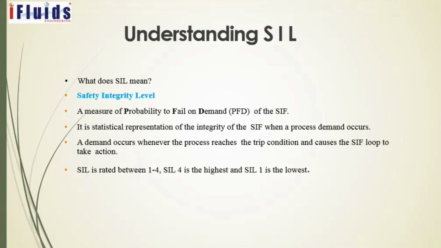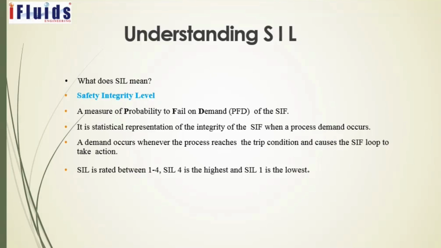Integrity, you know the meaning, right? Integrity means we have to rely on it and how far it's going to satisfy its function. So it is a statistical representation of the integrity of the SIF when a process demand occurs. A demand occurs whenever the process reaches a trip condition and causes the SIF loop to take action. So a trip condition occurs in both cases, when it reaches high or when it reaches low.